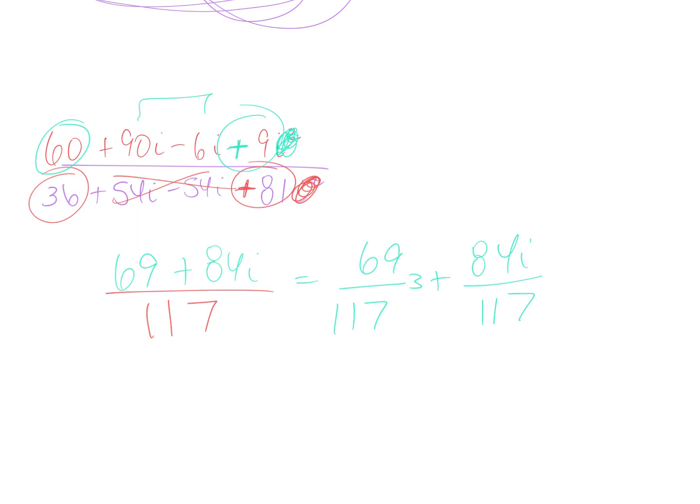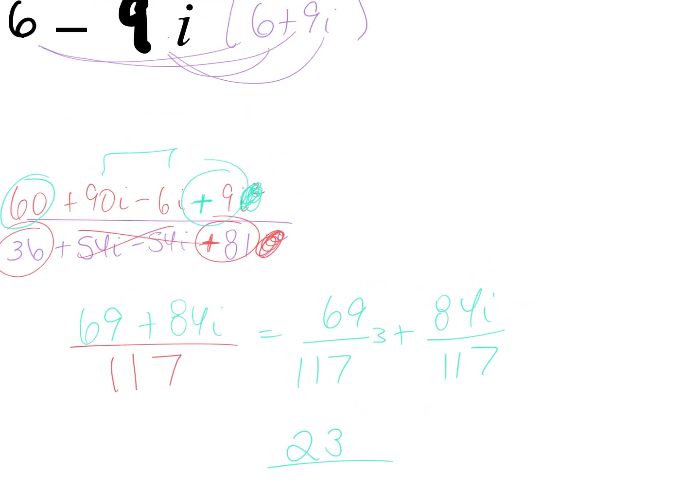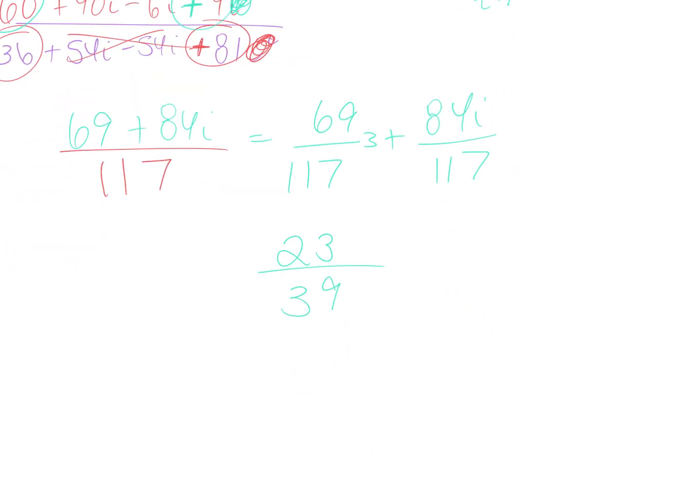3 goes into 6 2 times. 3 goes into 9 3 times. On the bottom, if you can't do this in your head, write it right here. 3 goes into 11 3 times, right? With 2 left over. So this would be 39. Okay, that's fine. Can you simplify that more?